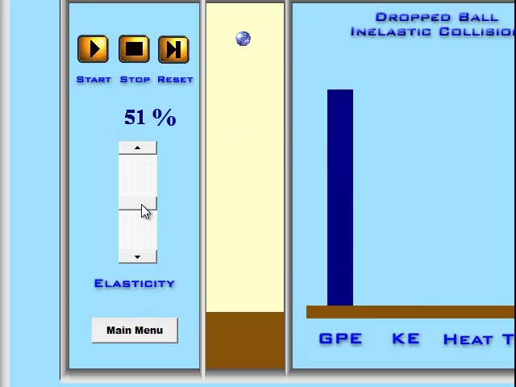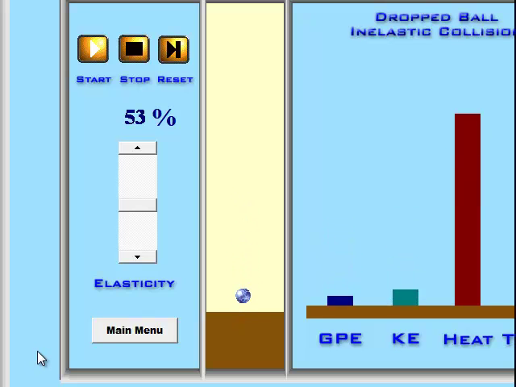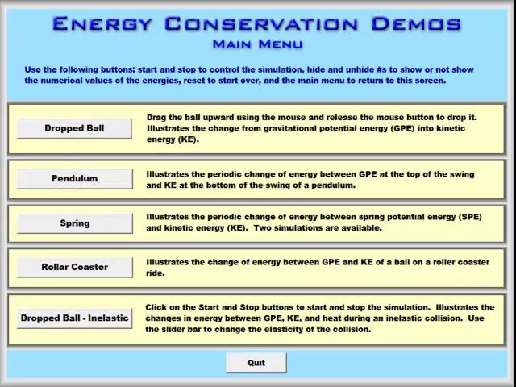Or we can set it somewhere in between and see that, probably a more realistic case, some of the energy is lost to heat every time the ball hits until all of the original gravitational potential energy is gone. So these are very good simulations to illustrate the conservation of energy for a number of different situations.